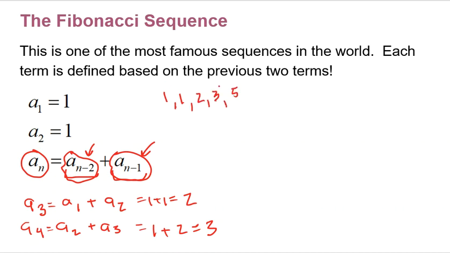Next term would be 5. So to find the 4th term, we're going to add the 3rd and the 4th. To find the 5th term, we're going to add the 4th and the 3rd. I'm sorry, I said that wrong. Next term is 8, then 11. Not 11.